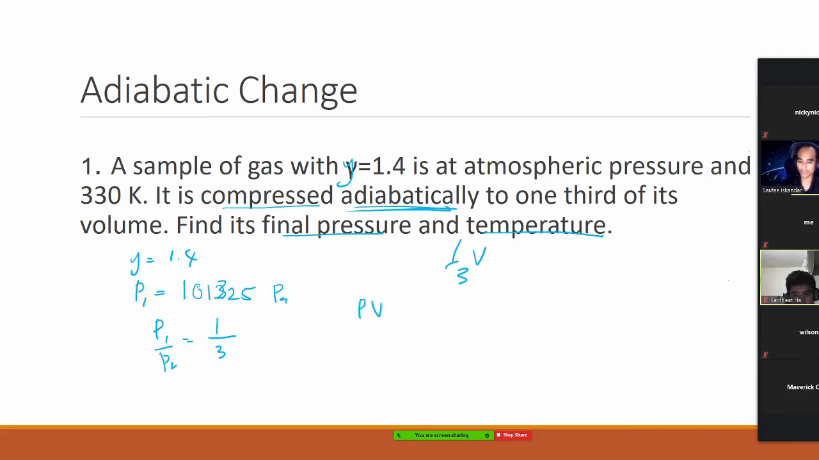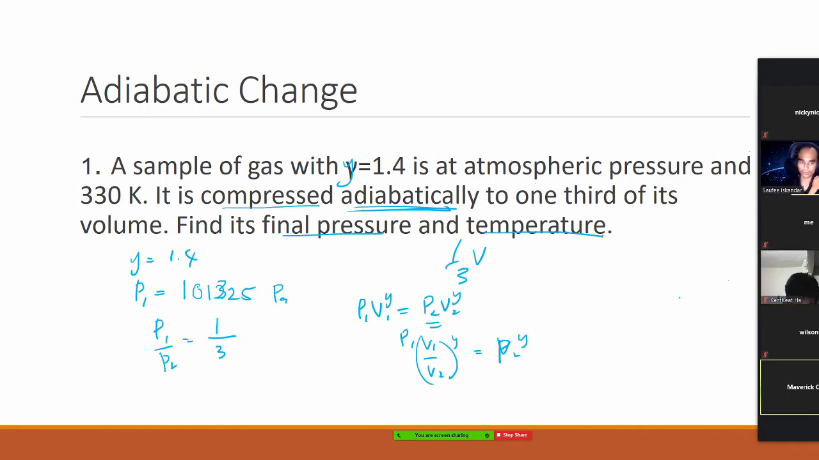So we can use PV^gamma: P1 V1^gamma equals P2 V2^gamma. We want to find the pressure P2, right? So P1 times (V1 over V2)^gamma equals P2. There you have it.